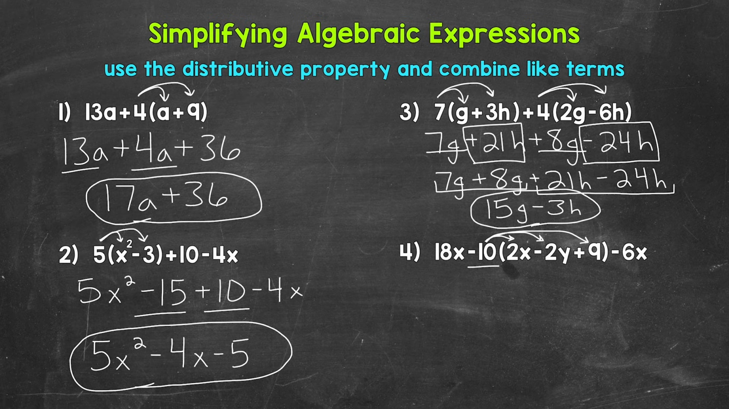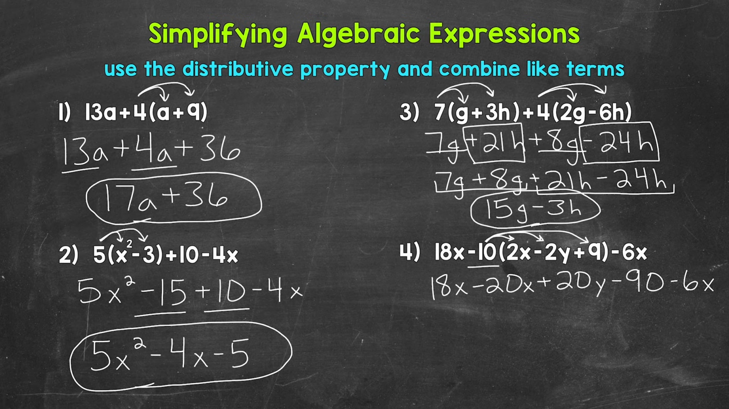Negative 10 times 2x gives us negative 20x. Negative 10 times negative 2y gives us positive 20y. Remember, a negative times a negative equals a positive. And then we have negative 10 times a positive 9. That gives us negative 90. We then have the negative 6x and the positive 18x that we need to bring down. Now we can look for any like terms that we can combine.